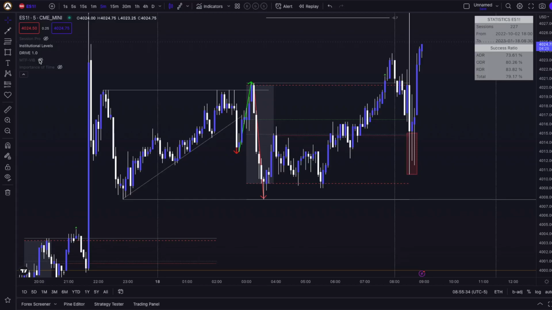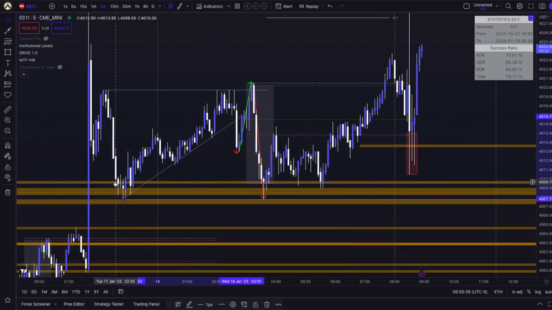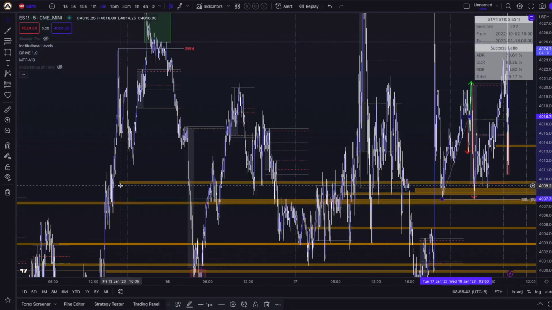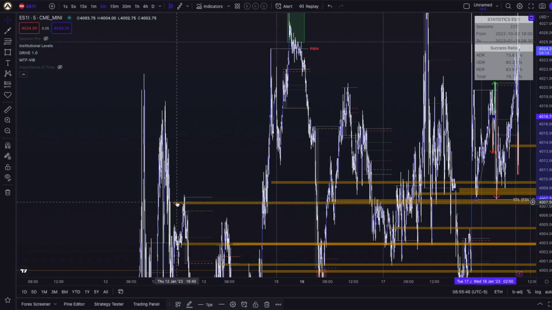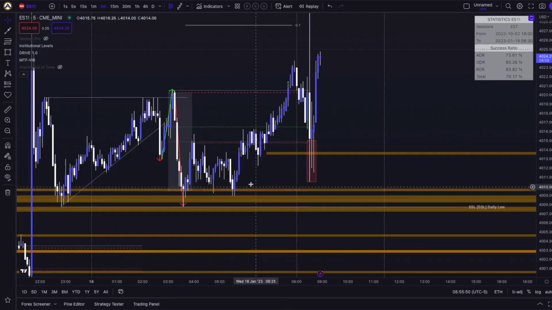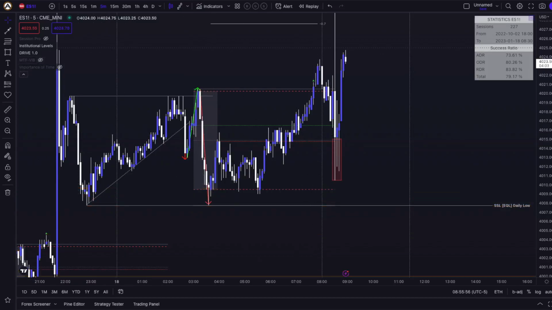So if I turn on the multi-time frame volume imbalance indicator on a 1 hour time frame, we actually have 3 hourly volume imbalances, even older ones from last Friday and last Thursday, right around this level. So there was plenty of support right around this level to hold, basically.